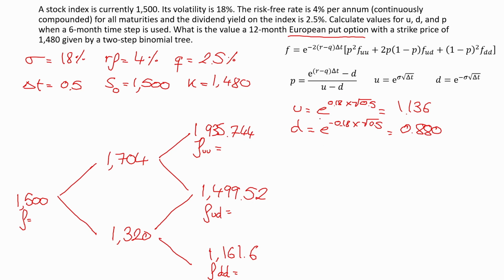Before we proceed, we now need to find out the probability. The probability is the probability of the stock index value going up. So for this, we use the formula that we have. So P is equal to e to the power of the risk-free rate, which is 4%, 0.04, minus the dividend yield, 0.025, times the time step, which is 0.5, and then this whole thing minus D, which we said is 0.88, over U minus D.